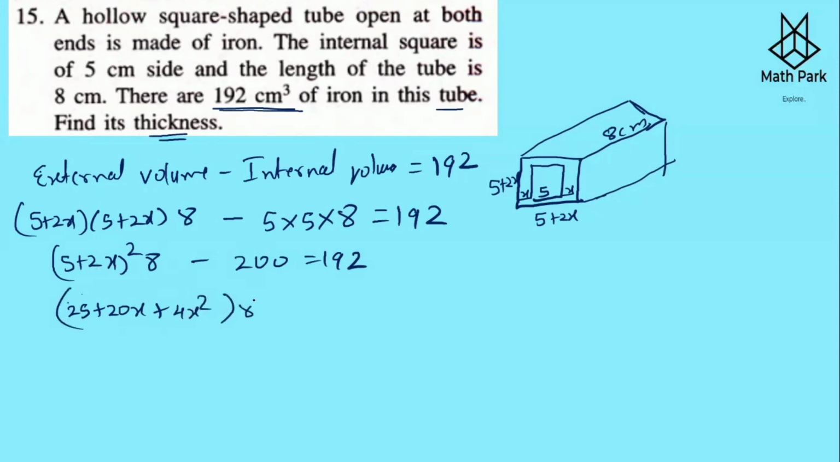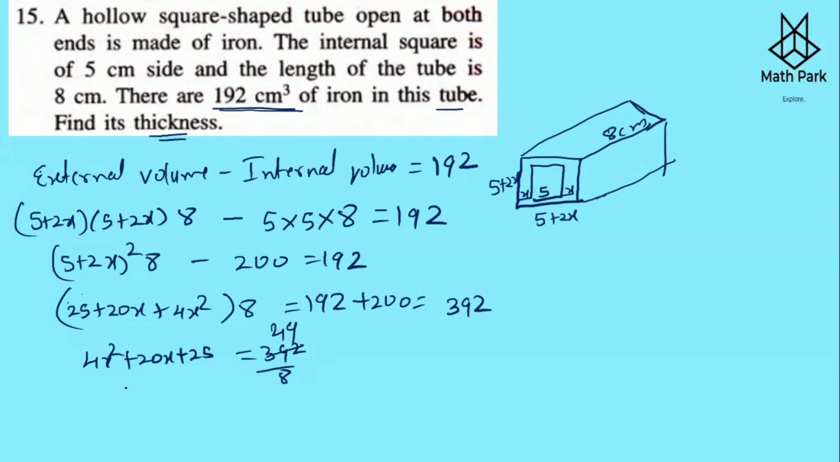This multiplied by 8 is equal to 192 plus 200, which is 392. So we have this 25, 20 and 4. Let us write 4x square plus 20x plus 25 and divide this by 8, which is 392 divided by 8. 8 7s are 56, 8 9s are 72, so you get 49. So you get 4x square plus 20x plus 25 minus 49 is equal to 0.